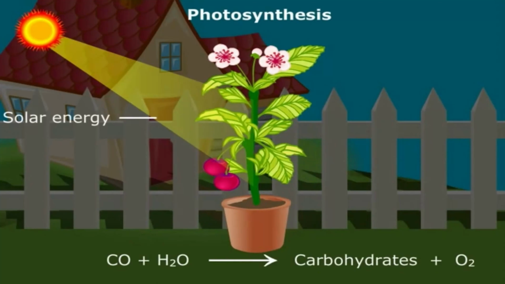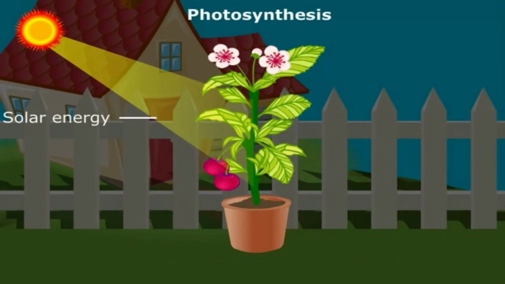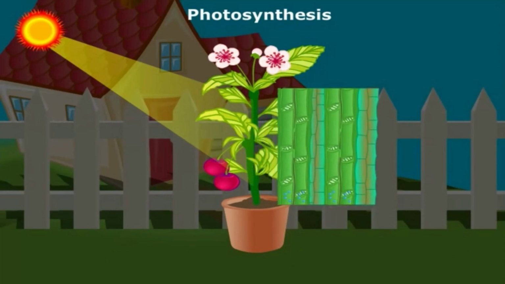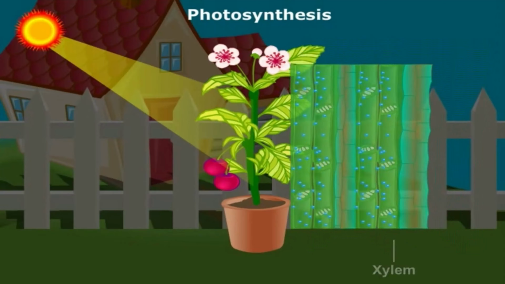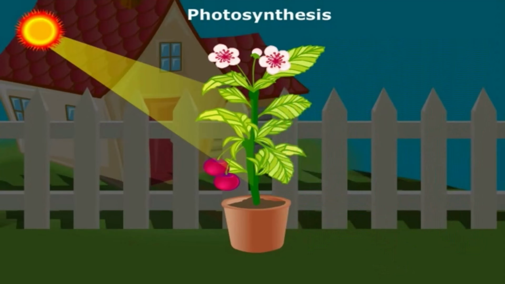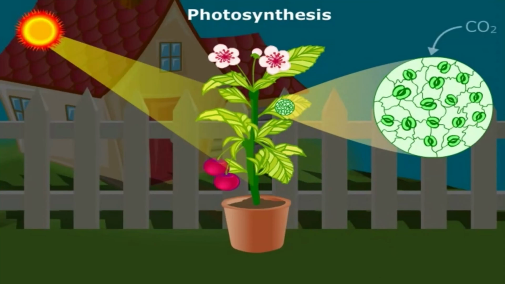Now the question is, how do plants obtain carbon dioxide and water? Plants obtain water through their roots, which is then transported to all plant parts through the help of a tissue called xylem. Now what about carbon dioxide? The exchange of gases, that is the entry of carbon dioxide and the release of oxygen, occurs through small pores called stomata.